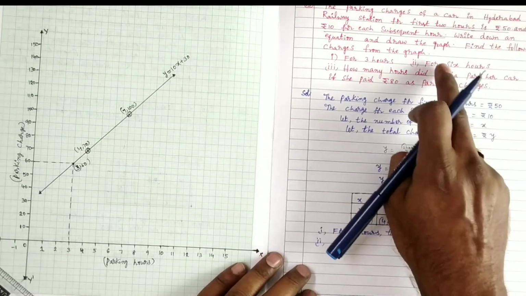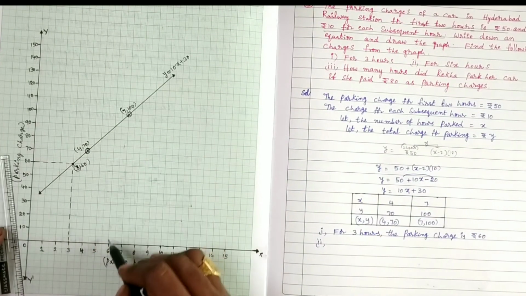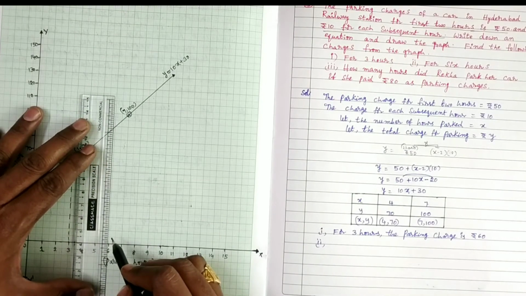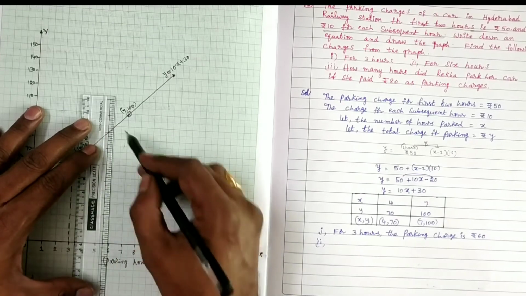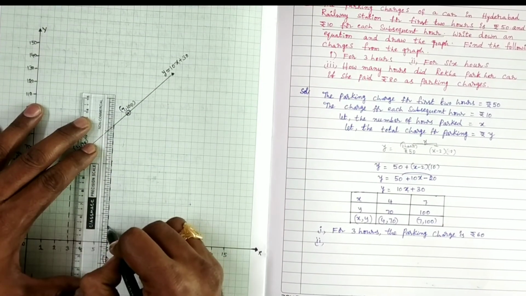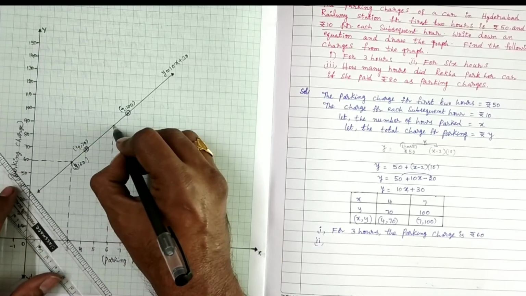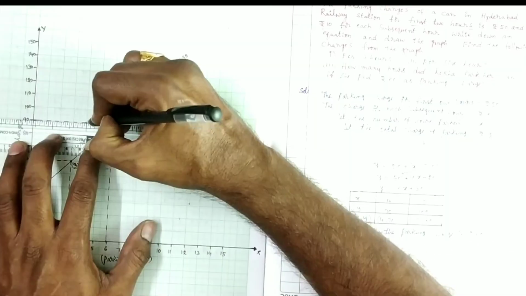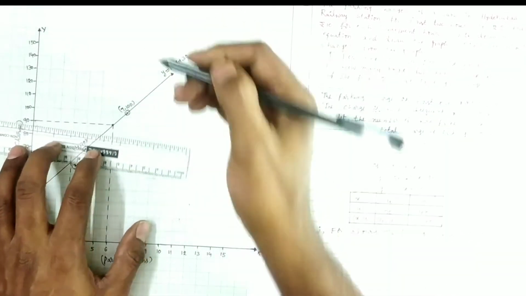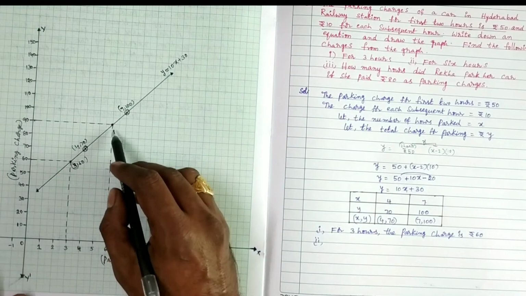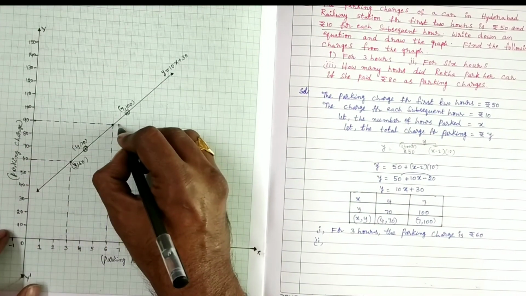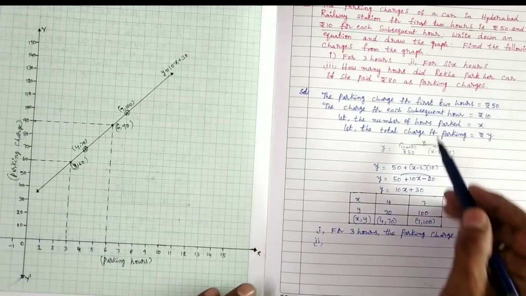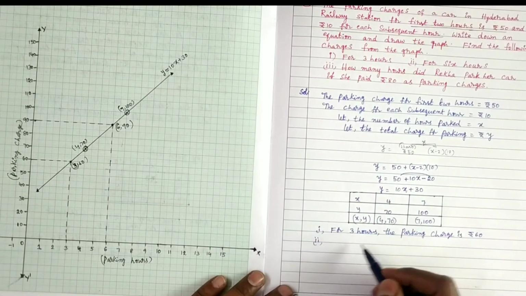Second one is for 6 hours. For 6 hours, on x-axis 6 take dotted lines to the graph, that means the line. At this point, draw a perpendicular line to the dotted lines. So for 6 hours, the parking charge is 90 rupees. Second one, for 6 hours, the parking charge is rupees 90.